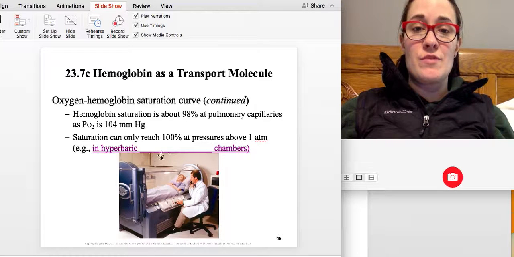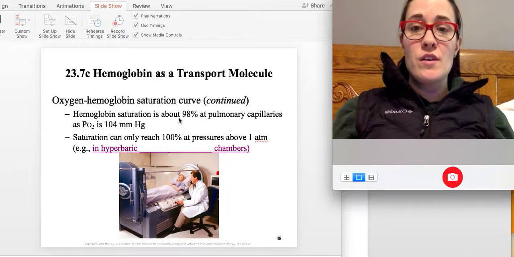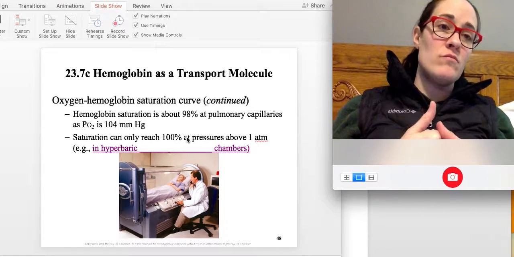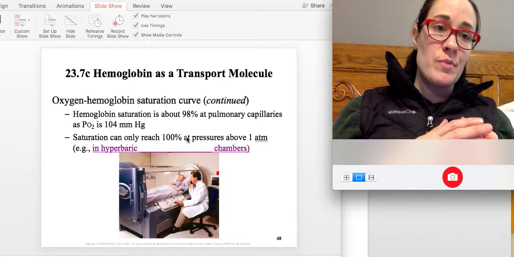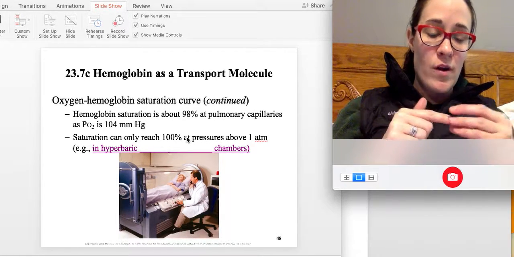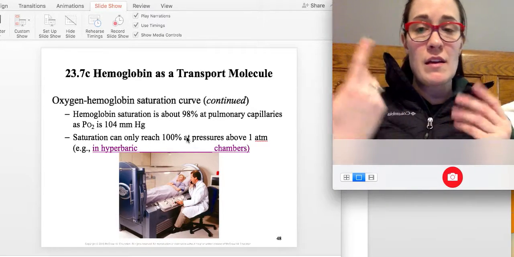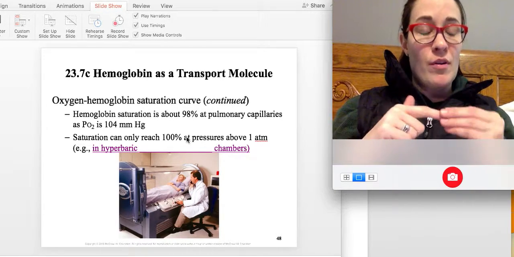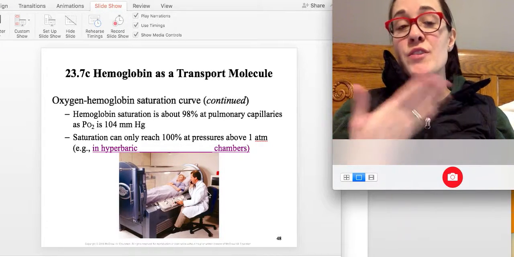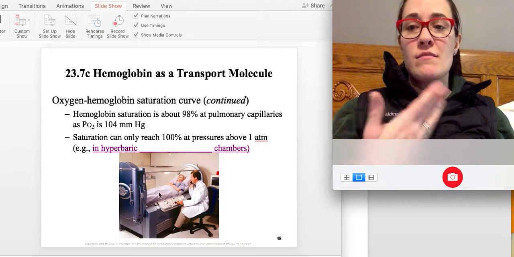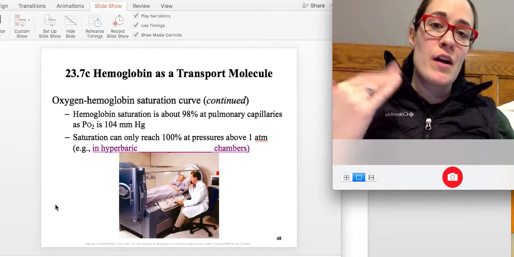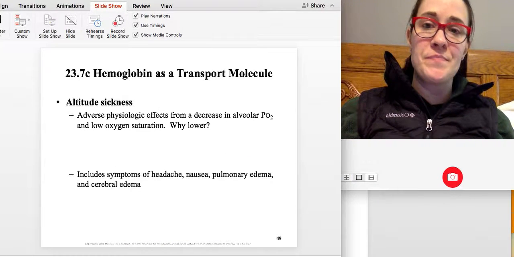Hyperbaric oxygen chambers is the word here, oxygen. So the saturation curve continued. When we inhale oxygen and oxygen diffuses into our blood, at that point it's about 98% saturated. A way to measure that is with the pulse oximeter. You put it on your finger. It tells you how saturated your blood is with oxygen. Your saturation can get to 100%, but you'd usually have to submit yourself to higher amounts of pressure, like in a hyperbaric oxygen chamber.